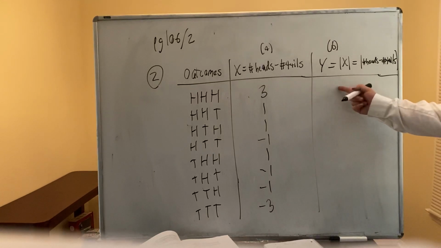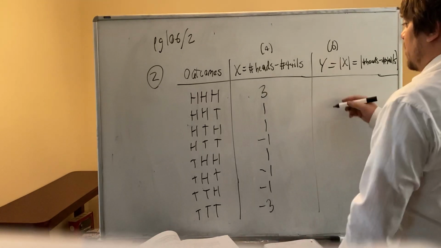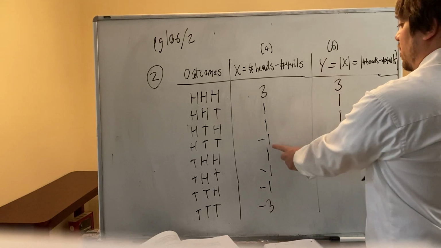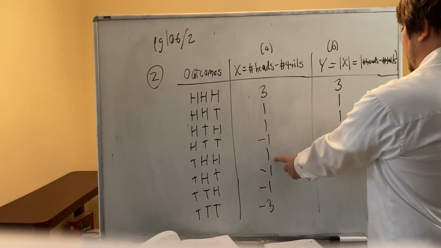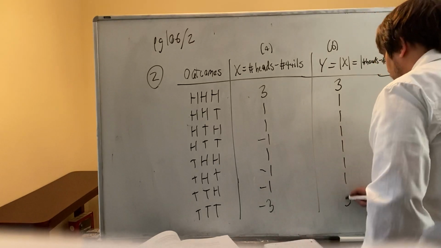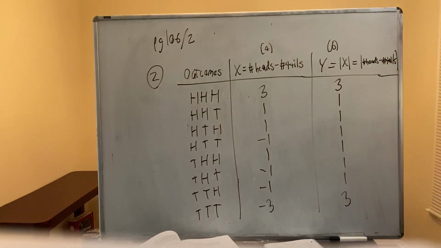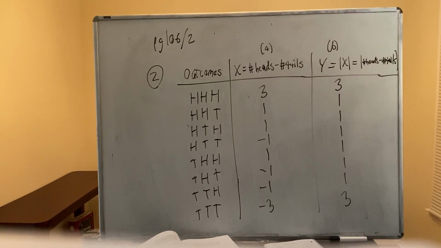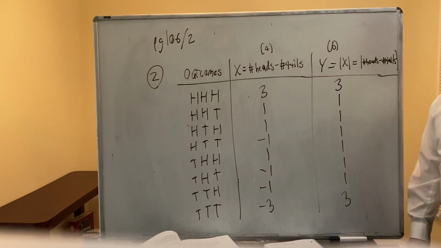Now Y is the absolute value of X. The absolute value of 3 is 3, of 1 is 1, of 1 is 1, of negative 1 is 1, of 1 is 1, of negative 1 is 1, of negative 1 is 1, of negative 3 is 3. And you get that. So this table answers both parts A and B. So that's page 106, number 2.